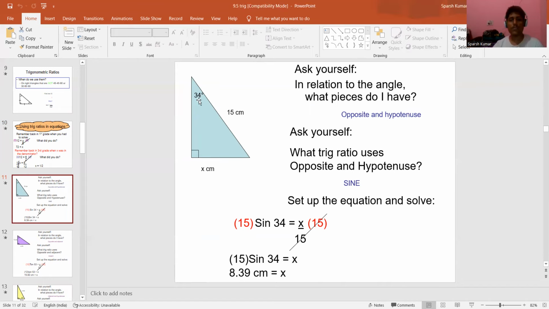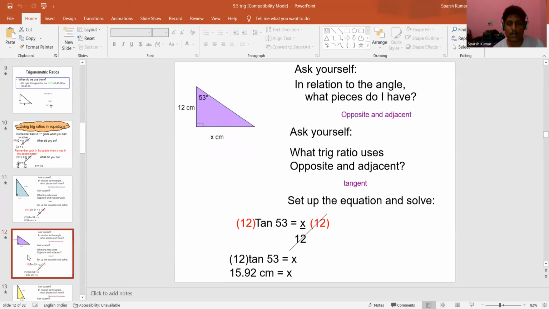We have dealt with situations where the side was given but the angle was not given. Now suppose the angle is given; in the same fashion we can find the side also. Sine 34 would be x by 15. We multiply both sides by 15, and sine 34 you can calculate on a calculator, and then 15 into sine 34 would be 8.39.